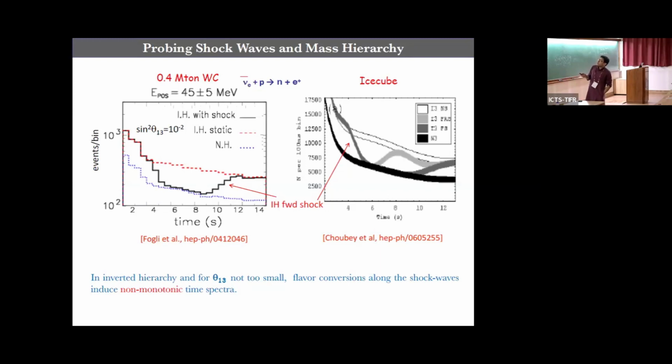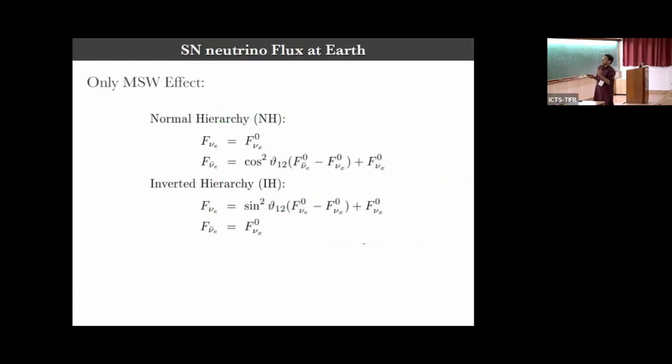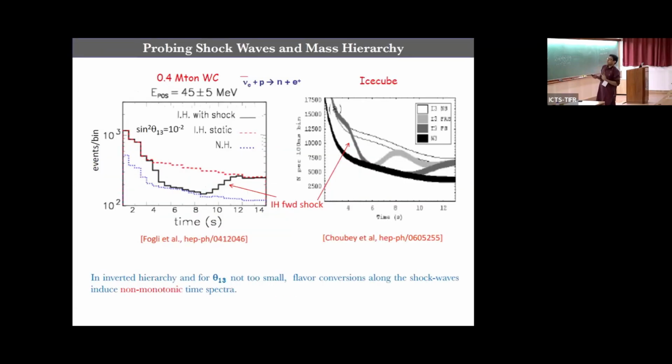This is for ν and ν̄, and this oscillation scenario, as we have already seen, will also change because of the ordering. So there are two different scenarios: inverted hierarchy with shock and inverted hierarchy without shock, and this is the normal ordering. So the shock effect was also thought to be a way of distinguishing mass ordering. And the same thing, this is for a Hyper-K kind of detector, this is for IceCube, how one can see the numbers actually changing over time.